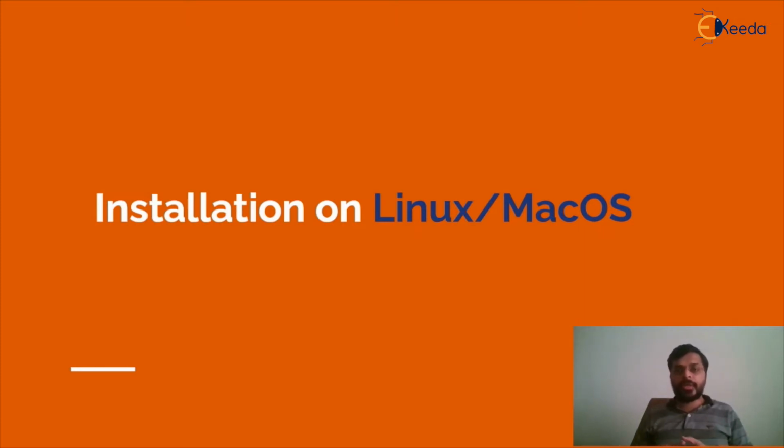Especially on Mac OS, you will by default get Python 2.7 installed. On some of the Linux machines, you might have both Python 3 and Python 2 installed. So now let's see how we can install Python on our Linux machine. Here I have Ubuntu installed on my machine.